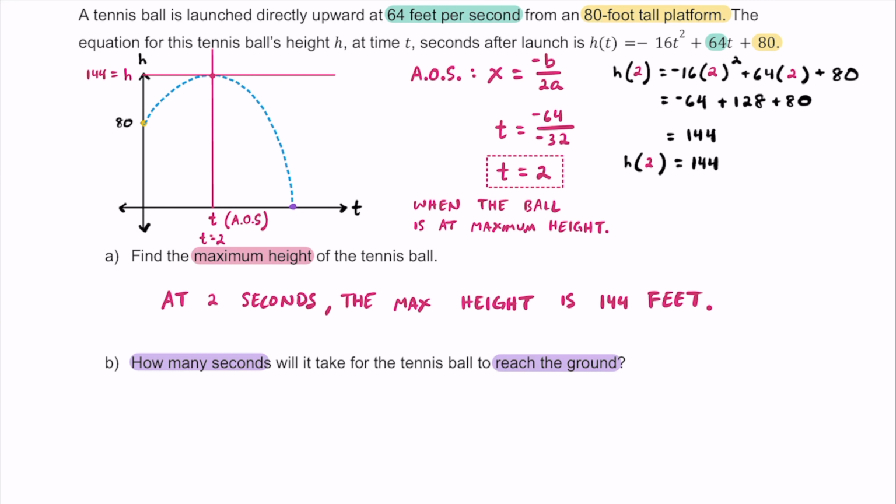So how are we going to figure that out? Well, take a look and notice that at this location h is equal to 0, right? Because it is on the ground, so the height is 0.